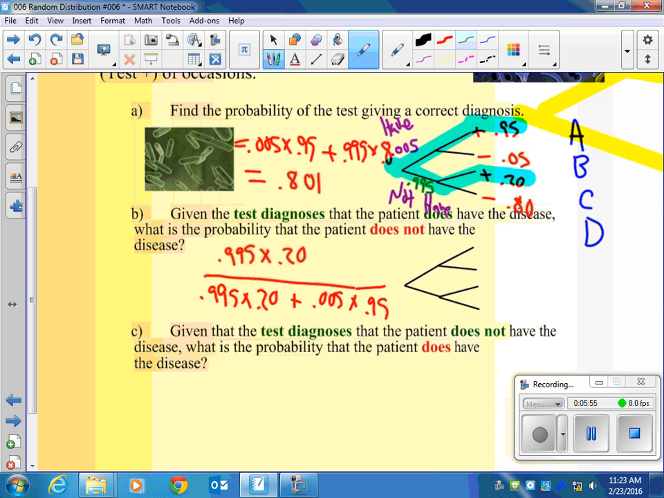Are you ready for this? This is a crazy answer. When you multiply this out, what do you get?